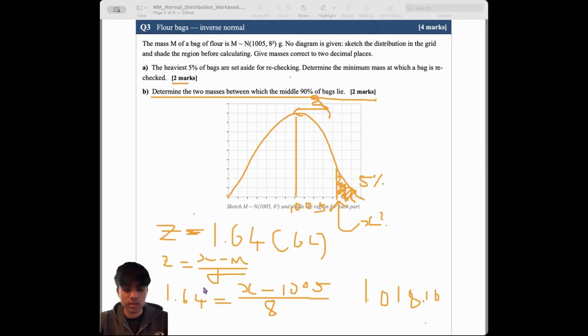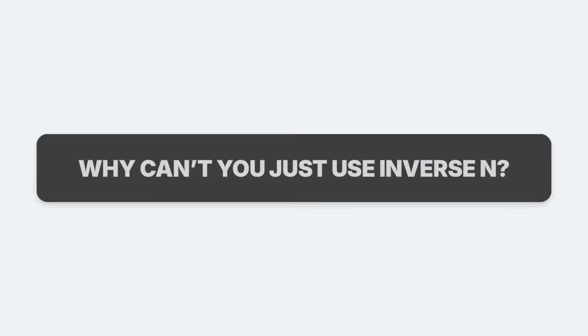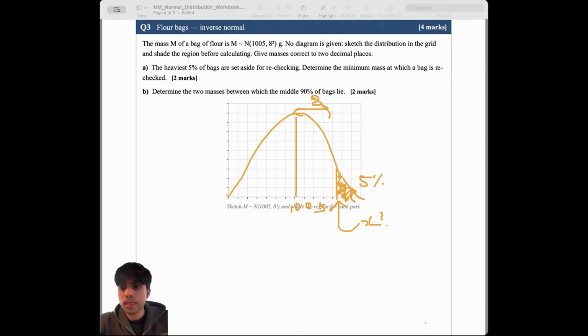You'd get a closer answer to the correct answer if you add more decimal points to the z-score. That's the only place where we have rounding error. Why can't you just do inverse n? That is another way of doing it, but I tend to like doing it the longer way because it's more working out. Sometimes it feels like when you just sub it into a calculator, it's a bit of a cheat, and instead using the z-score rule can ensure that you're getting the marks on the way. But yeah, you could just use inverse n and sub in the values for the mean and the standard deviation and just sub in what you want.